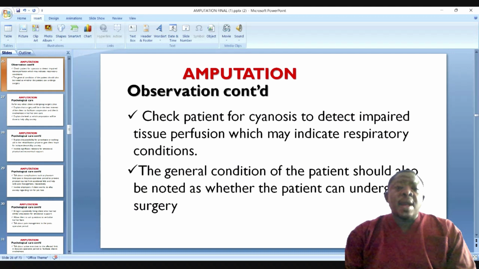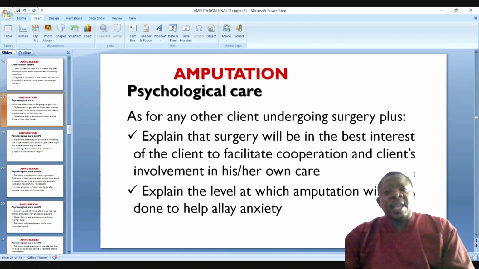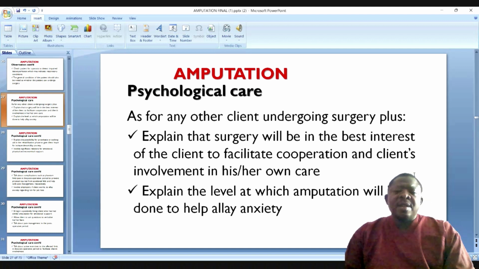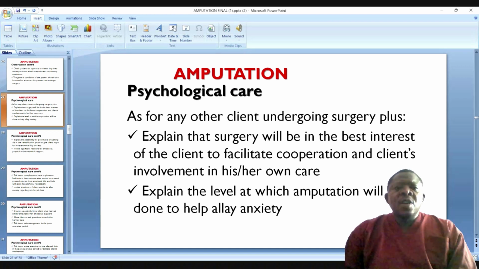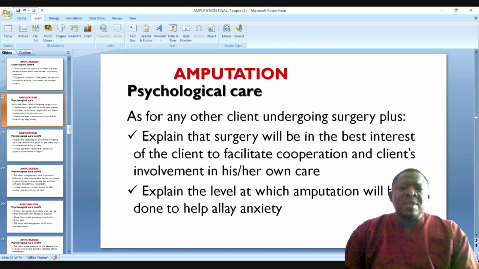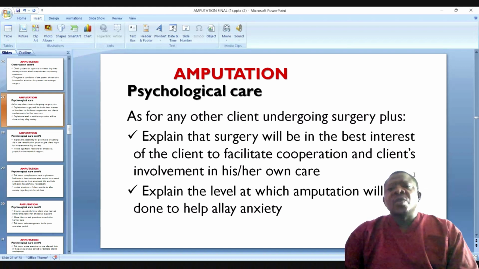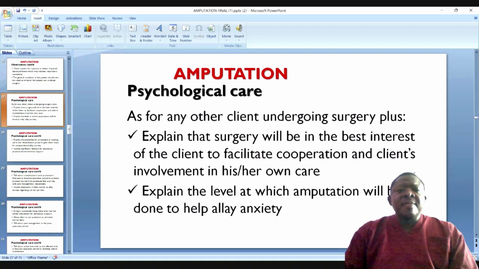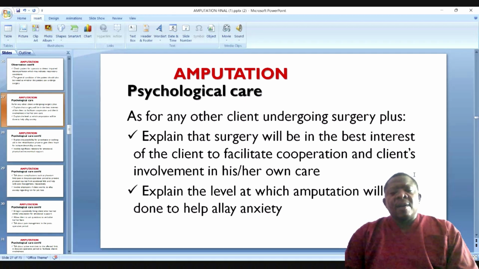Psychological care. We need to know that the self-image of the patient will be affected. So the patient will also go through some psychological challenges. So in psychological care, you explain the surgery that will be done, okay, and the patient needs to understand that it is in the best interest of themselves, so that they can recover. This will help the patients to cooperate.